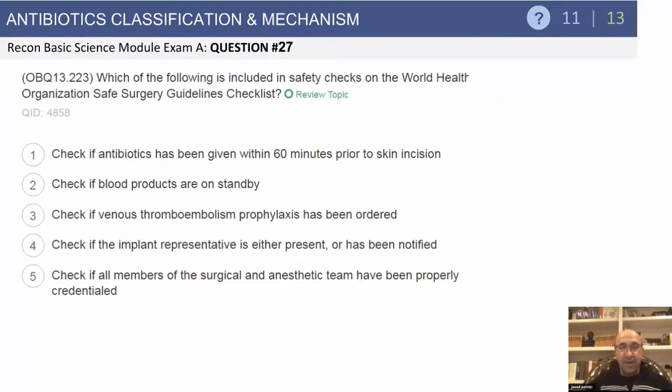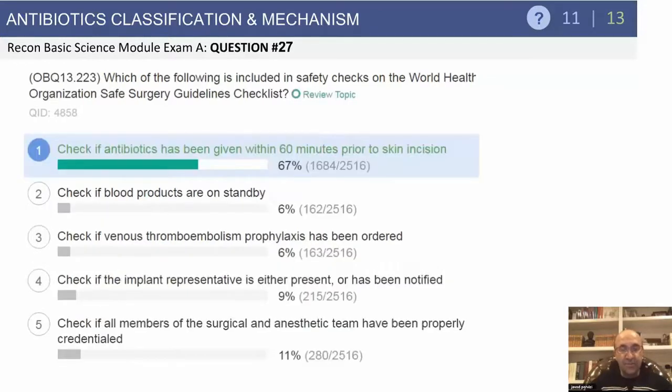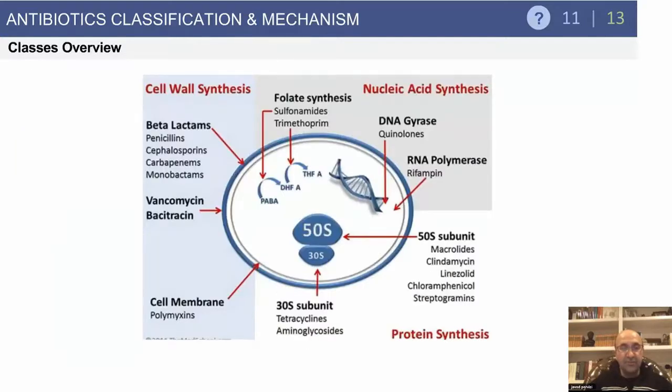Okay, antibiotics. Antibiotic classification mechanism. Which of the following is included in safety checks on the World Health Organization checklist? Well, as we alluded to earlier, both CDC and WHO recommend that antibiotic be administered to patient prior to undergoing total joint arthroplasty, and it is very important that antibiotic is given at the appropriate time prior to surgery. CDC recommend that this is done within 60 minutes, and as I mentioned earlier, WHO feels that might be extendable up to about 2 hours.